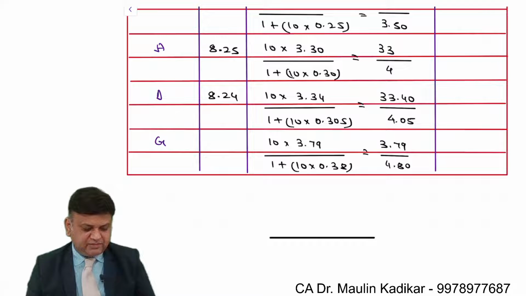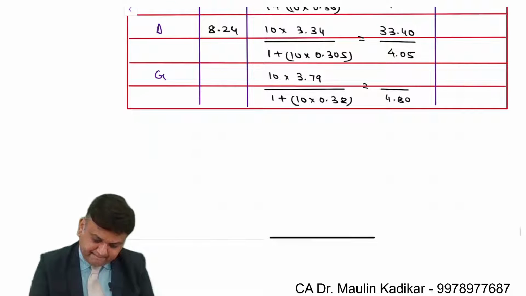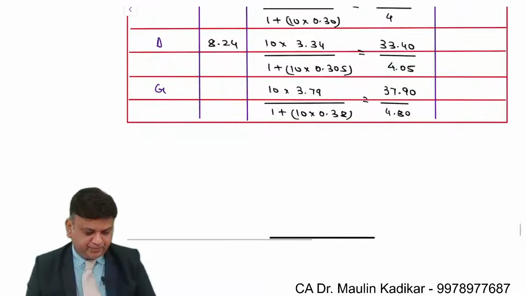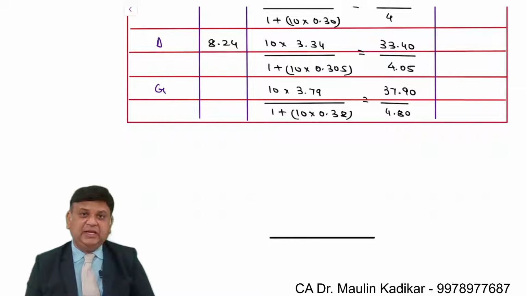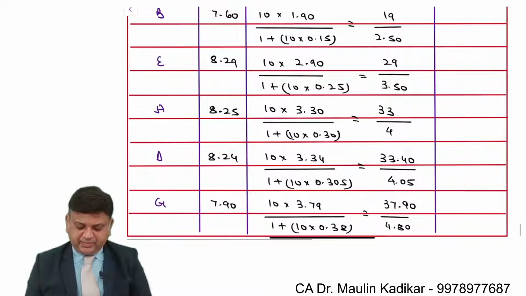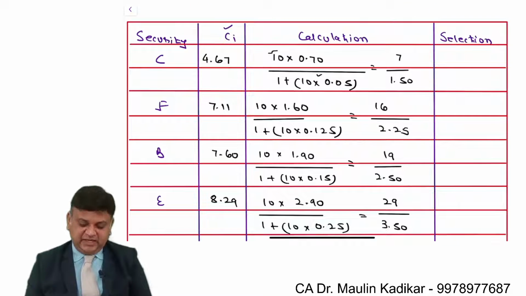Then it is 3.79 divided by 4.8. Okay, 37.9. I'm sorry, this is 37.9. 37.9 divided by 4.8. So it is 7.8953. So 7.90. This is the way we are required to calculate the value of the CI.